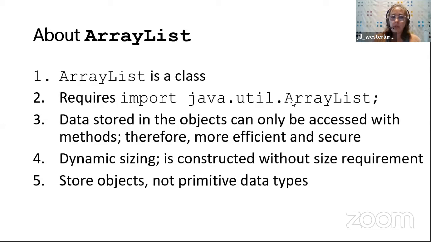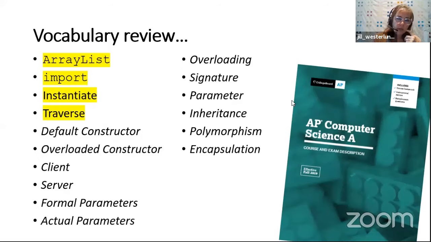Data stored in the objects can be accessed by your methods. Data can grow, and your data are going to be stored as objects. Here's vocabulary that was new today: ArrayList, import, instantiate. Do you remember the keyword that goes with instantiate? I hope you said new in your mind. And then traverse, to move through something.